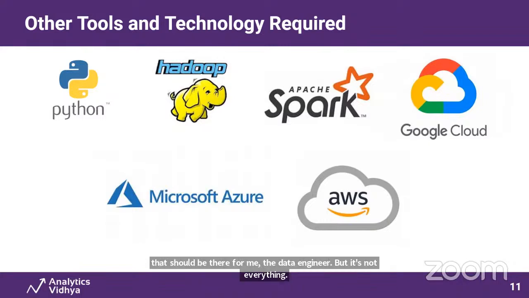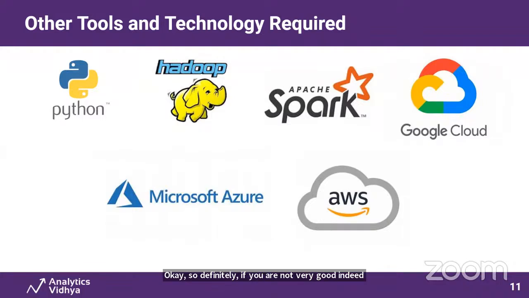Okay, so definitely if you are not very good in programming, you should start with Python. Python is a very easy language to start with, and every tool and every cloud provider supports Python. So Python is a well-known language. Whether you want to start your career in data science or data engineering, Python is a must-know skill. So you can go for that.